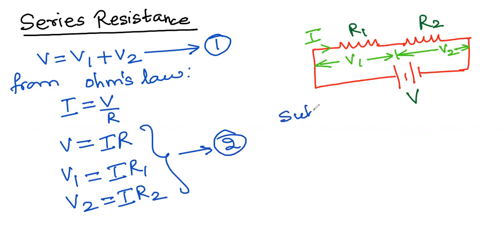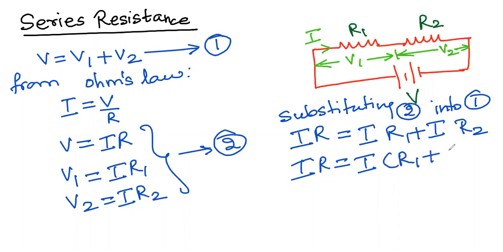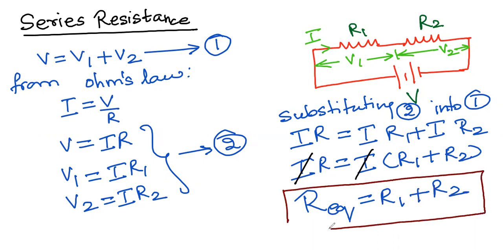And now substituting 2 into 1. So we substitute in place of V as IR, V1 as I times R1, and V2 as I times R2. And we take I as a common factor and then write this as R1 plus R2. Since I appears on both the sides, we can cancel this now. And hence we have R equivalent for series circuit as R1 plus R2. This will be the final expression for a series circuit.